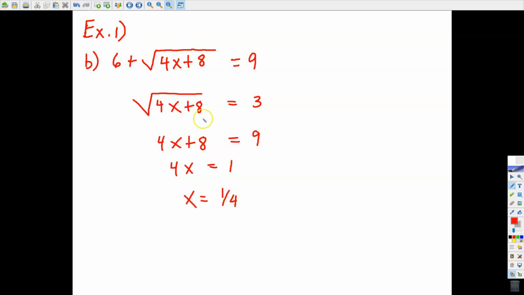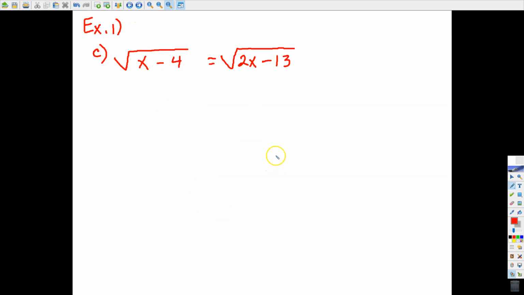And so let's see if we have an extraneous solution. When I go under the radical and insert 1/4, 4 times a fourth is 1. 1 plus 8 is 9. The square root of 9 is 3. 6 plus 3 is 9. So it checks out. I do not have an extraneous solution.